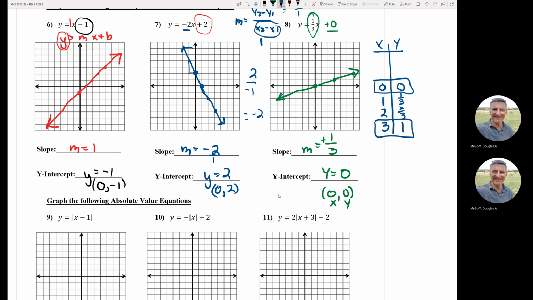For a linear equation, I only need 2 points. That defines a line. But I also know that I could go back to -3 times 1/3 is -1. So you only need 2 points to define a line, but it's always good to have that third one to make sure you got it right.